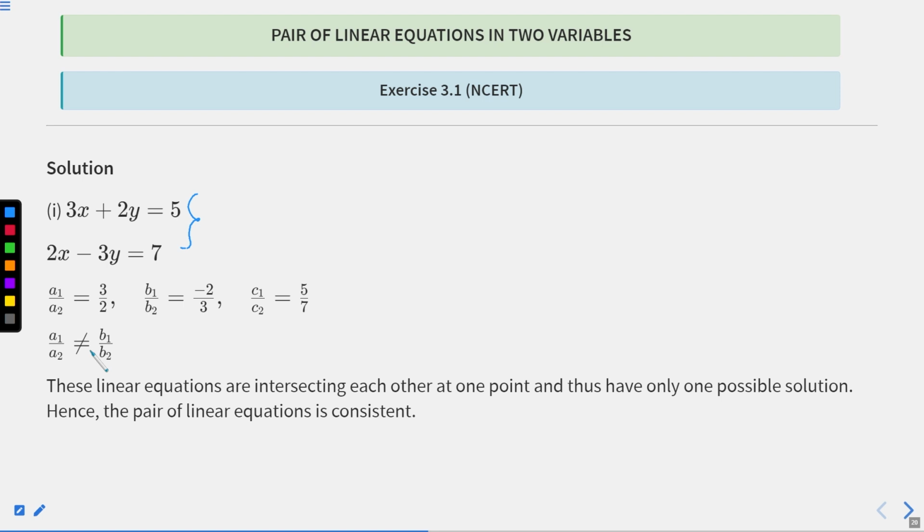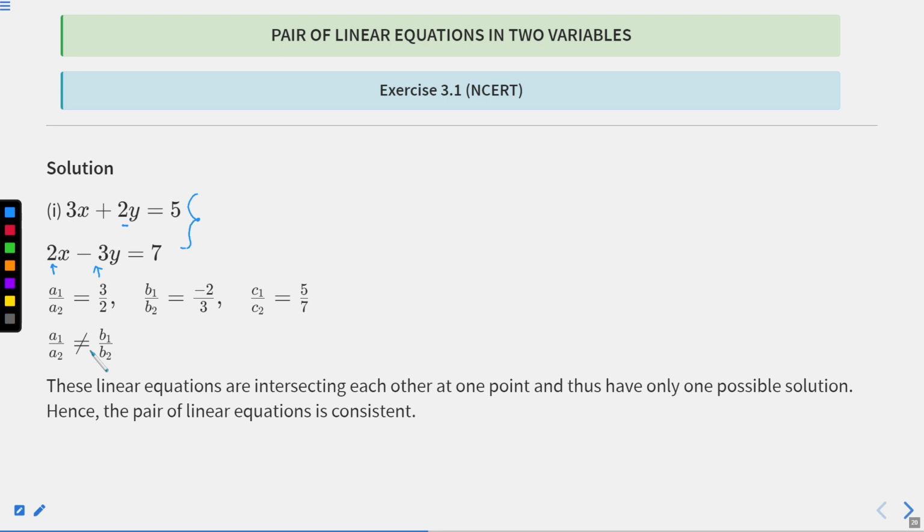So here we have been given this pair of linear equations. If we compare this with the general form, a1x plus b1y plus c1 is equal to 0 and a2x plus b2y plus c2 is equal to 0, then here the value of a1 is 3, b1 is 2, and c1 is minus 5. And the value of a2 is 2, b2 is minus 3, and c2 is minus 7. So the ratios: a1 by a2 is equal to 3 by 2, b1 by b2 is equal to minus 2 by 3, and c1 by c2 is equal to minus 5 by minus 7, that is 5 by 7.